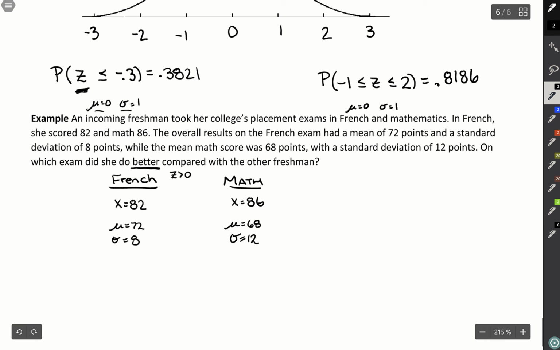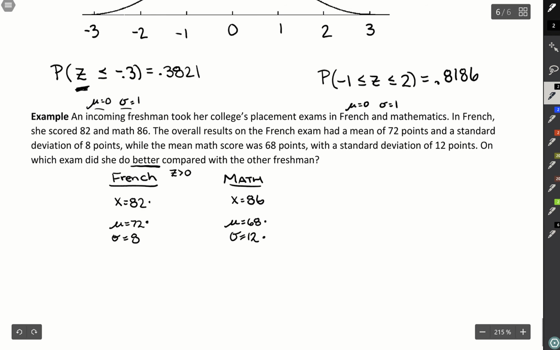However, something to take into account is the variability, and the French test has less variability. So that means that being far away, like 82 compared to 72, having that distance actually means more because there's less variability, meaning you really expect to be close to 72. Whereas with the math test, yes, we expect to be at 68, but there's a lot of variability, so being far away doesn't mean as much. So that's where just comparing the numbers, just comparing the means, isn't good enough. You also have to think about standard deviation.